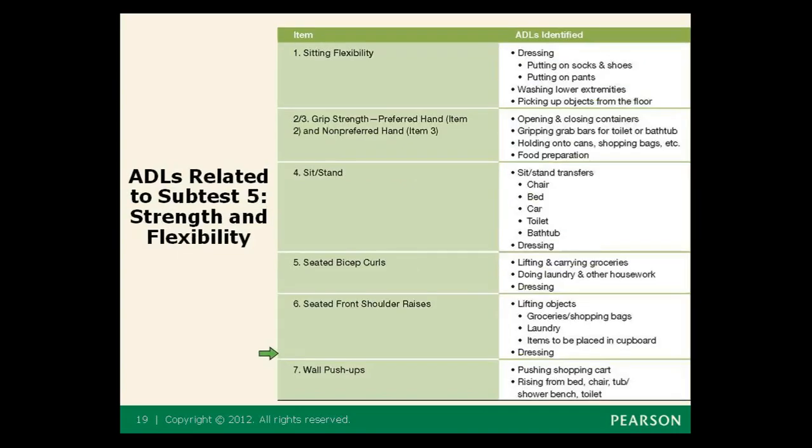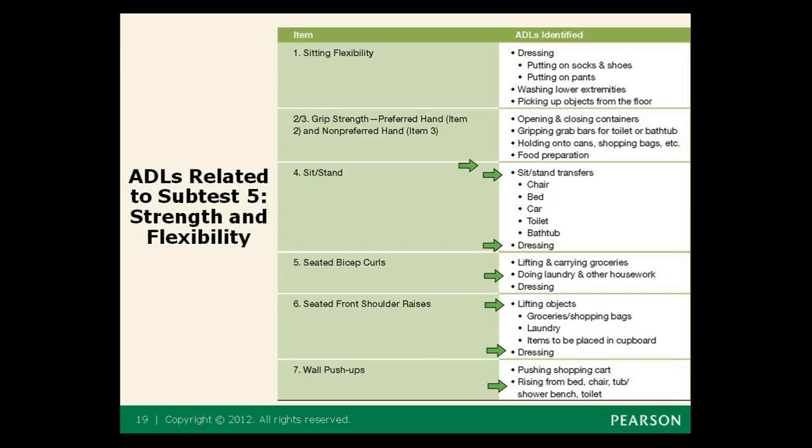And when we look at the final subtest here, which is strength and flexibility, this adds additional items, such as can a person rise from their bed, rise from a chair, tub or shower bench, or toilet? Can they push their own shopping cart around? We need to see whether or not, if we go up to the front shoulder raises, again, we're looking at lifting objects, but it's also related to dressing. Seated bicep curls, doing laundry and other housework, carrying groceries, just basic sitting and standing, of course, is pretty straightforward.